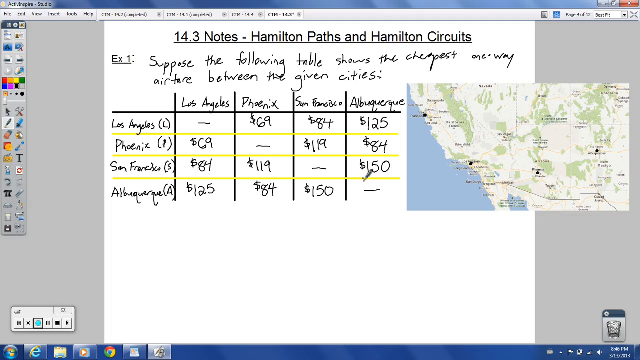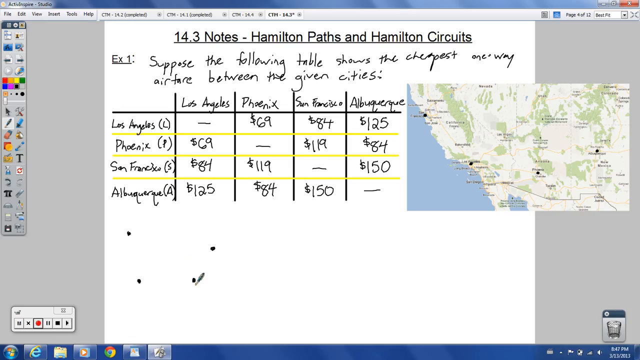So we're going to use this table to create a graph, and the vertices will be labeled with L, P, S, and A for the cities you see here. And I'm going to simplify this a little bit. So we could draw a graph just like this. This would be perfectly drawn to scale, but I'm going to bring Albuquerque up a little bit, San Francisco down a little bit, so that the vertices are a little closer. And so this will look like this, this, and this.